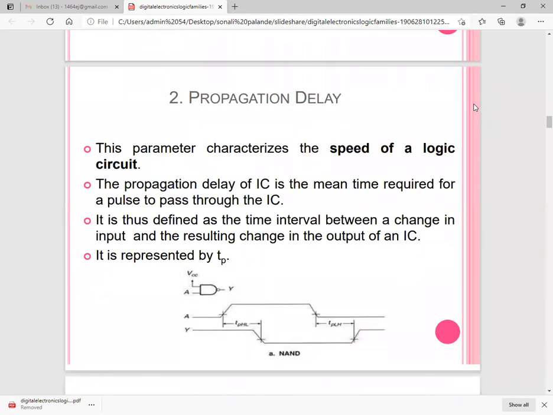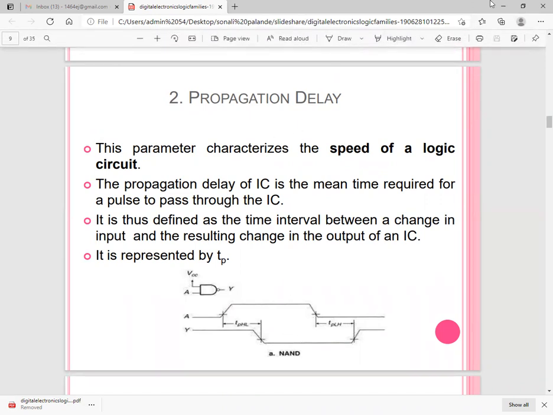The second specification is propagation delay. This parameter characterizes the speed of a logic circuit. The propagation delay of an IC is the mean time required for a pulse to pass through the IC. It is thus defined as the time interval between a change in the input and the resulting change in the output of an IC. It is represented by tp, and this is the diagram of the propagation delay.